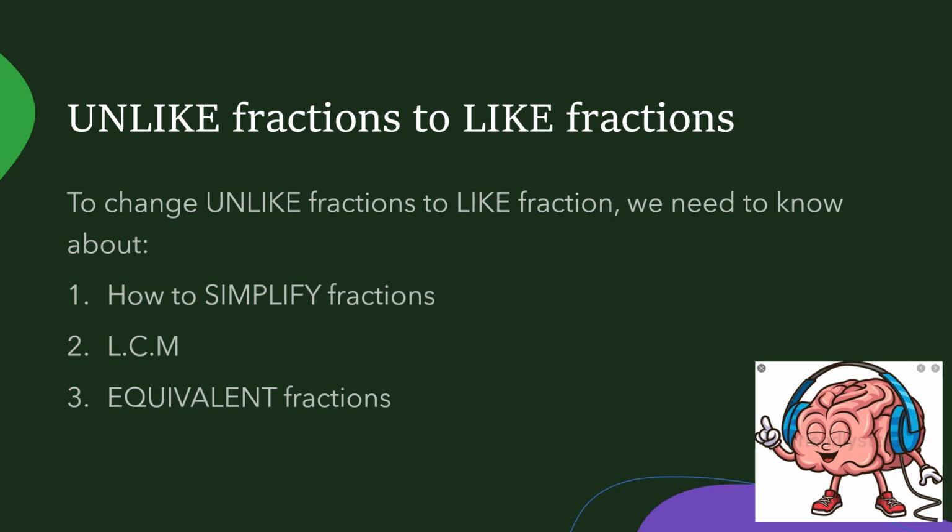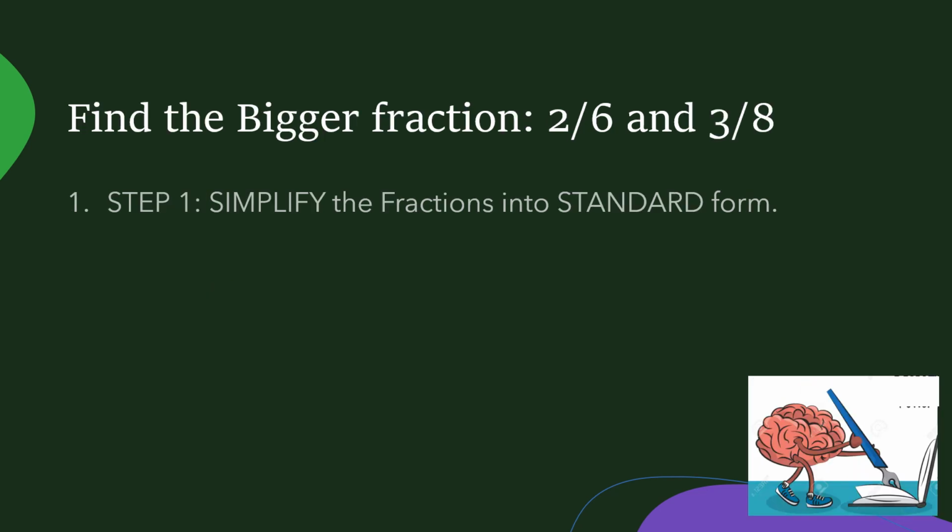To change from unlike fractions to like fractions, we need to know about the following. First, how do we simplify fractions? Second, how do we find LCM? And third, how do we find equivalent fractions? You have done all 3 of these in previous lessons. Let us start. Let us try to find the bigger fraction between 2 by 6 and 3 by 8.